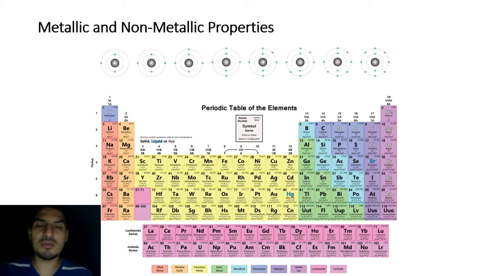You can define the metal by its high electrical and thermal conductivity, that it's shiny. You can define the metal by other methods. It's malleable, it's not brittle. But the main way of defining the metals is that it forms positive ions. And for the non-metals, it's the other way.